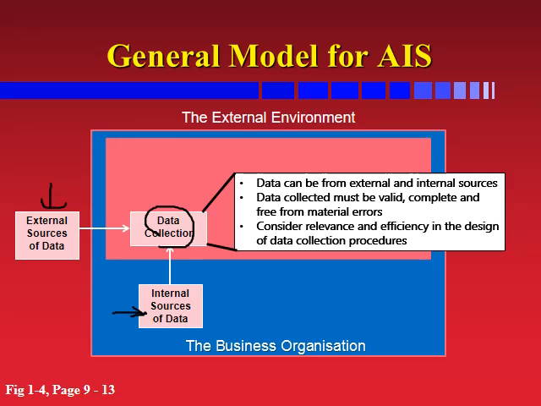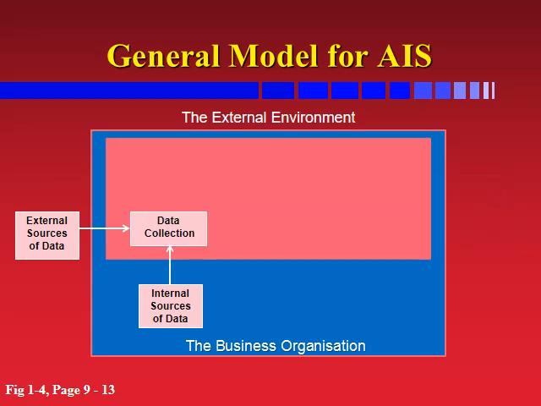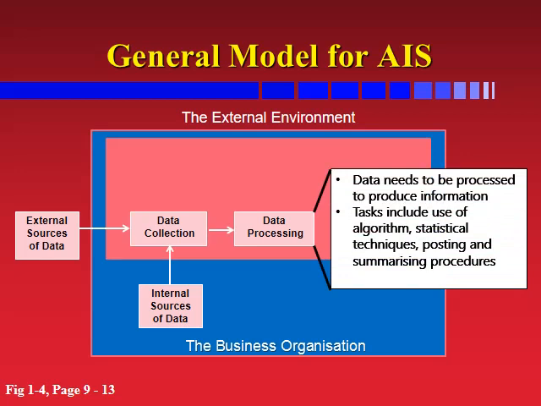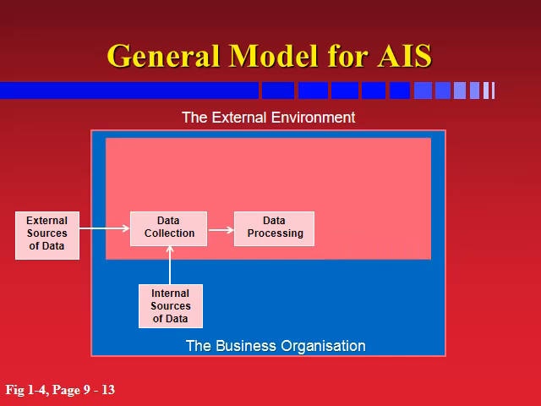Relevance here refers to capturing only data that ultimately contributes to information that the user needs. Efficiency, on the other hand, refers to collecting the data only once, which can then be made available to multiple users. Once data is collected, it usually requires processing to produce information. Now, tasks in data processing include the use of some kind of algorithm, statistical techniques, or it could just be posting and summarizing procedures.